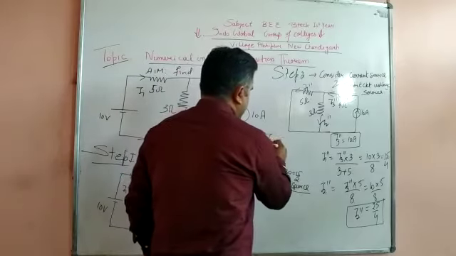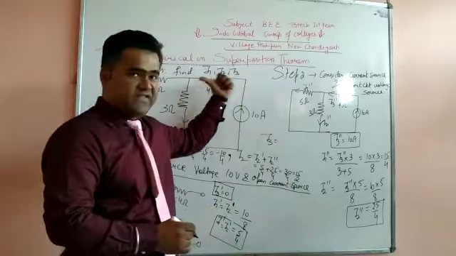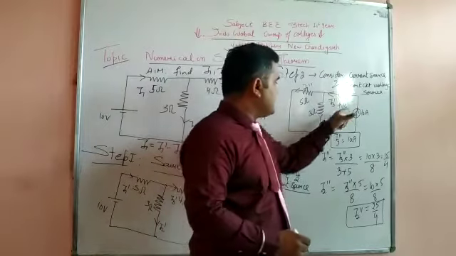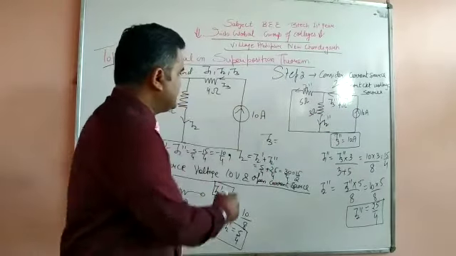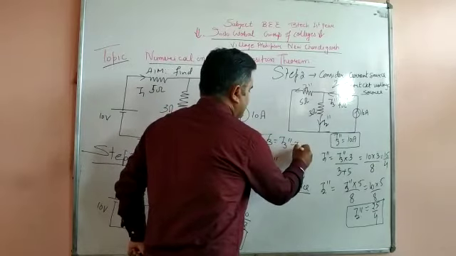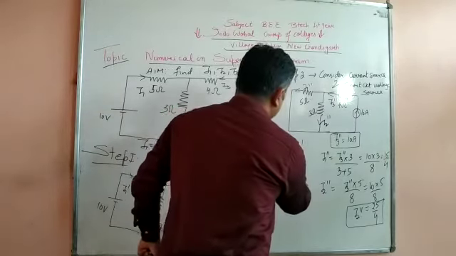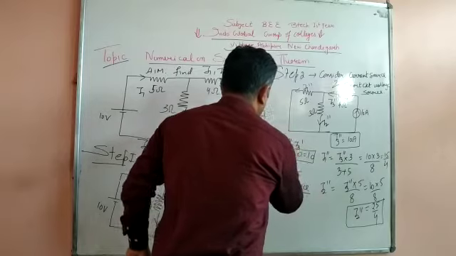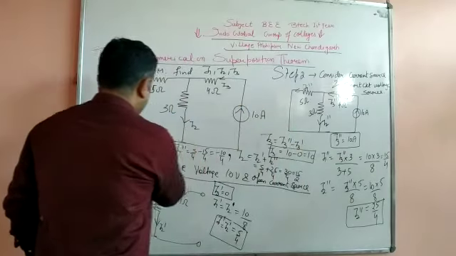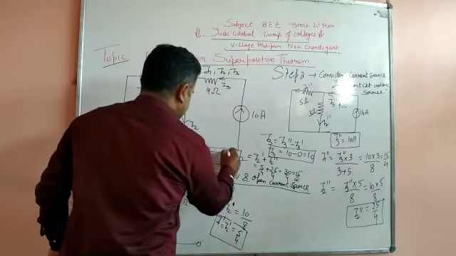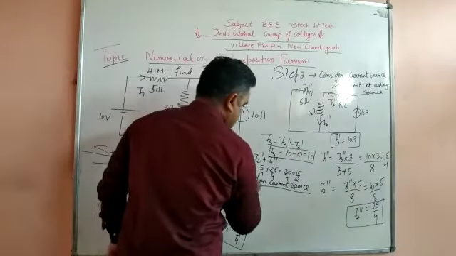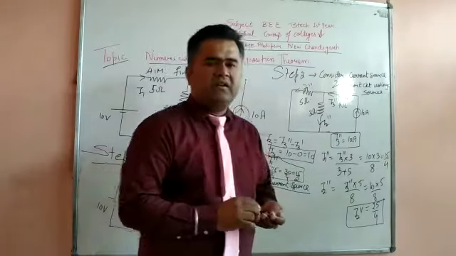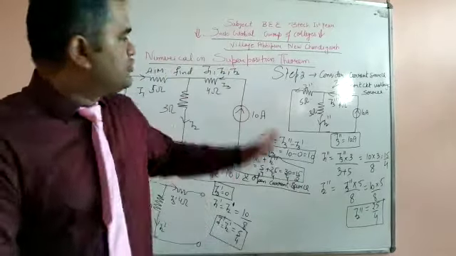Now, what is I3? You can see the reference direction is this, and in this case this is the direction, and in the other case it is this. Hence we subtract, that is I3 double dash minus I3 dash. I3 double dash is 10 ampere minus 0. The answer is 10. Hence we have calculated the values of I1, I2, and I3. Like this way we can solve the numerical using superposition theorem.